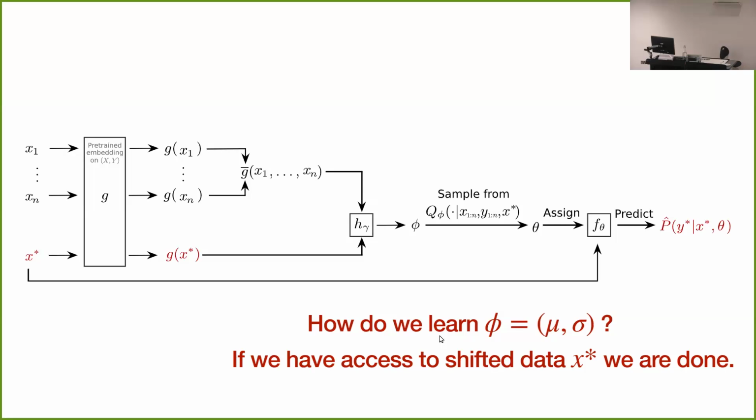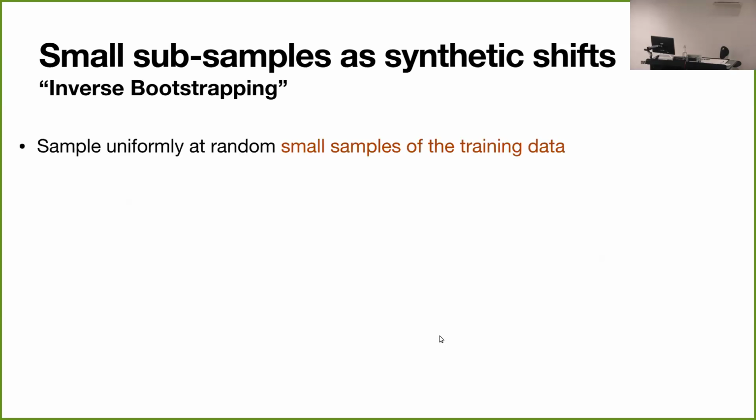But usually, when you are training your model, you don't have access to shifted data. If you would have, you would have trained on that. So what do I do if I don't have this X star when I'm training my model? In the interest of time, I'm not going to go into the details of that. But I am going to tell you about a simple idea, and we have the proof, and I'm going to skip it, but I'm going to tell you what the idea is based on.